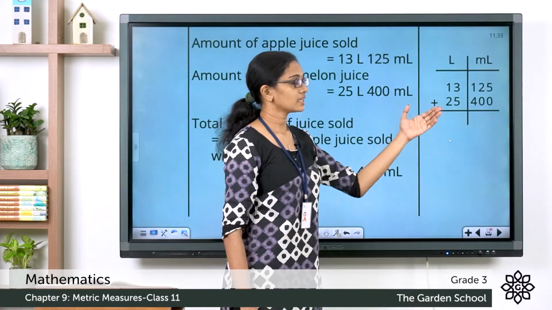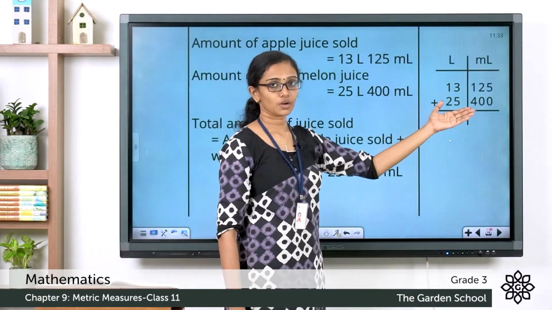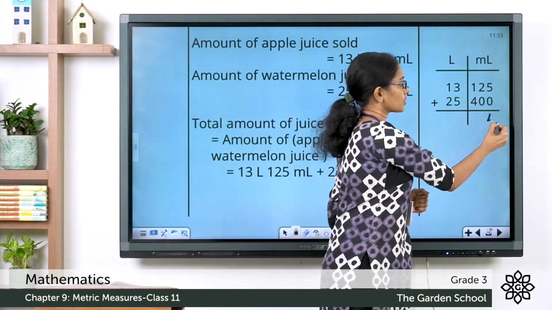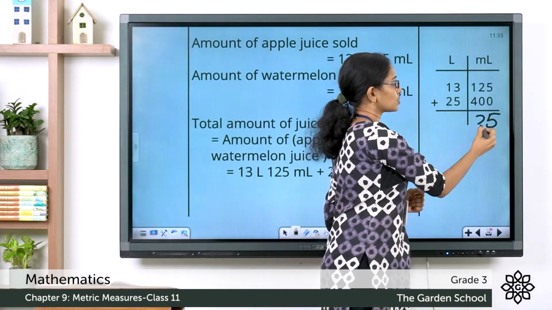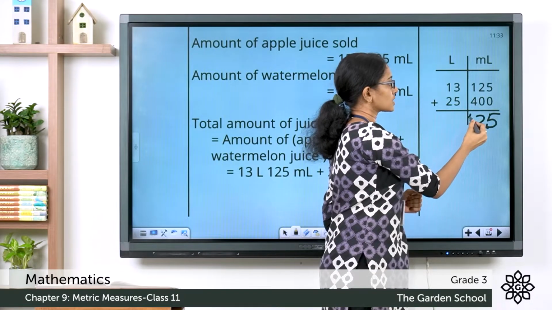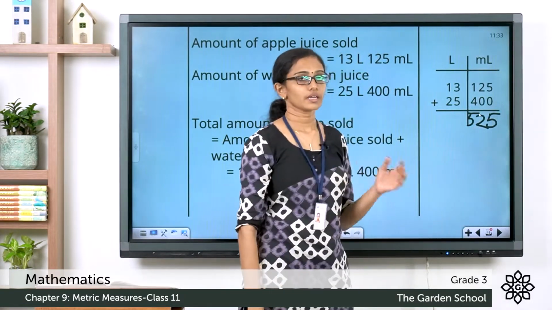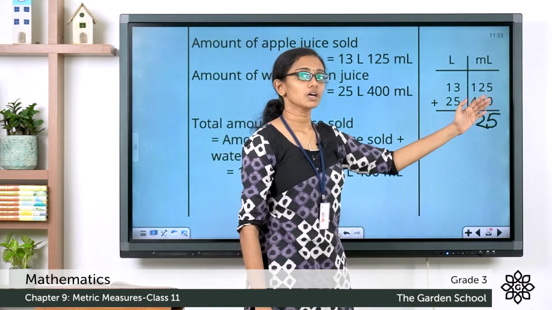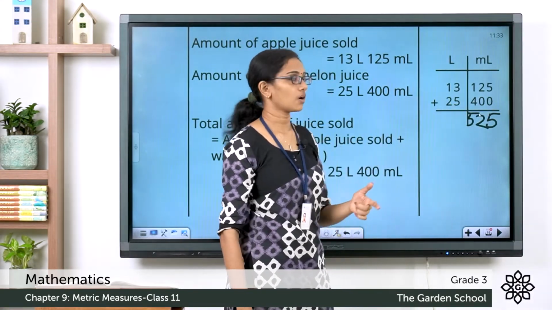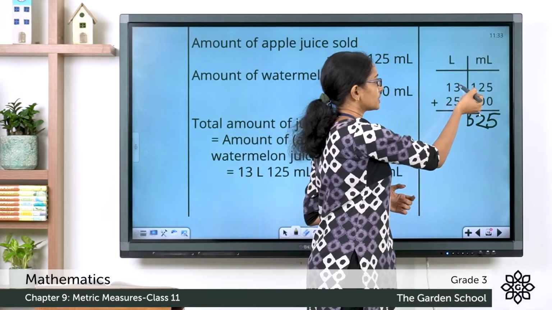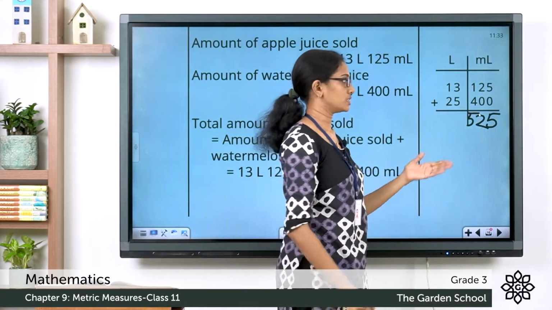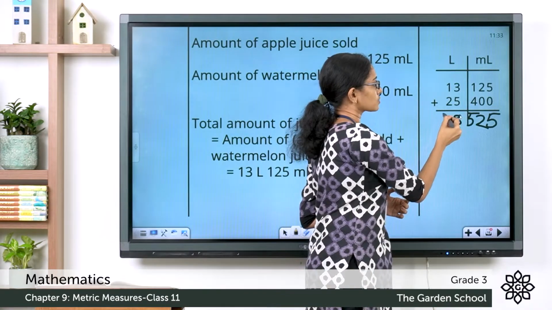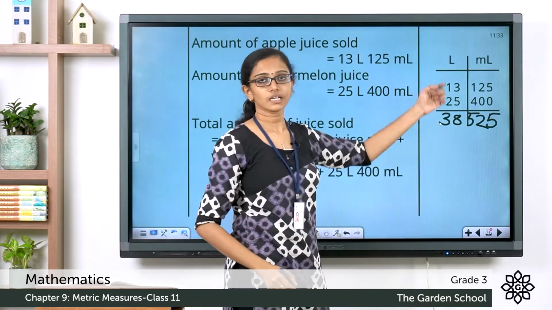So starting the addition from the smaller units column, let's add the milliliter column. So here we have 5 plus 0, 5, 2 plus 0, 2 and 1 plus 4 is equal to 5. So here in the milliliter column, we have 525 milliliters. Now moving to the liters column. Here we have 13 liters plus 25 liters, which is equal to, see 3 plus 5, it's 8 and 1 plus 2, 3 here. So it is 38 liters.